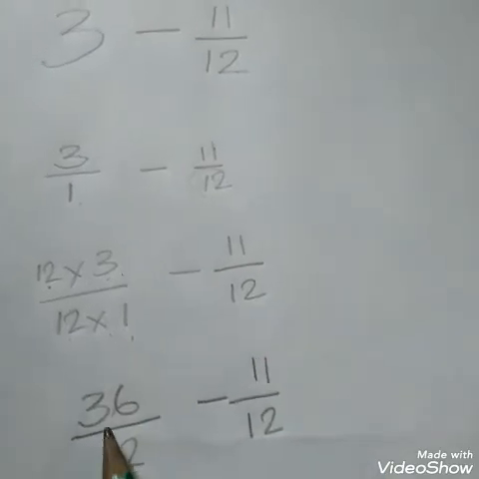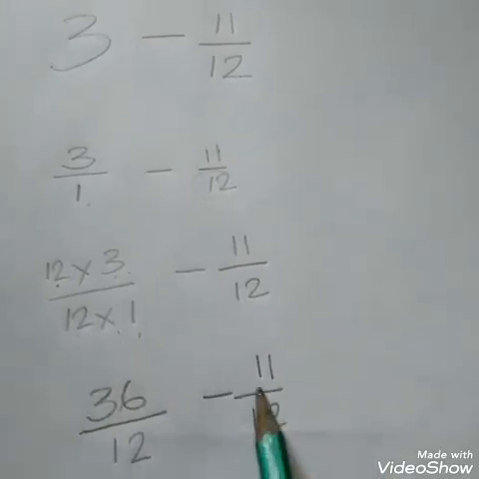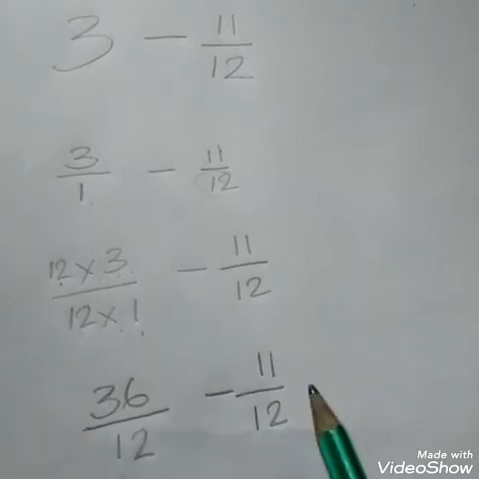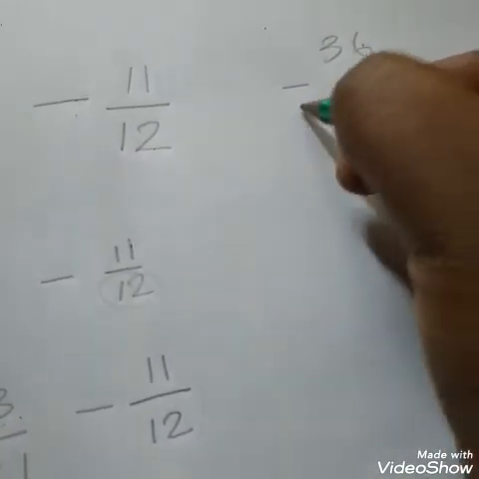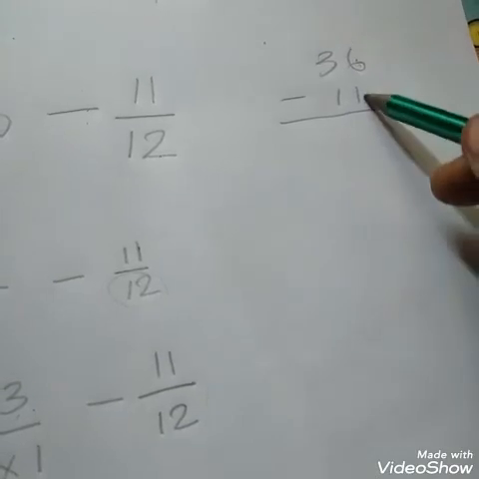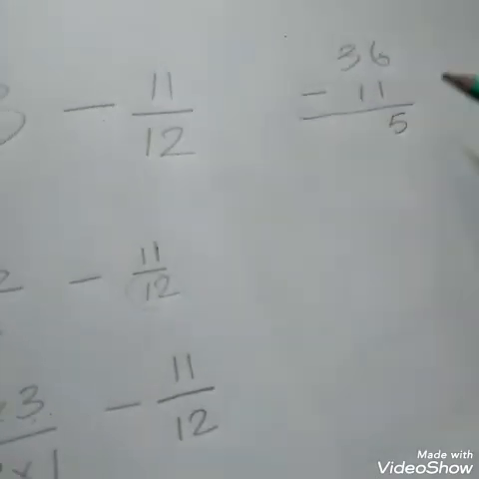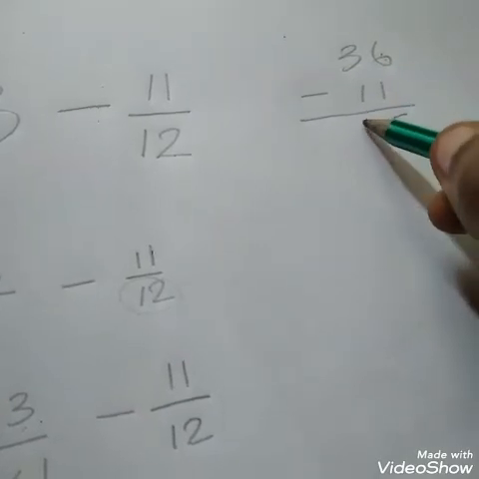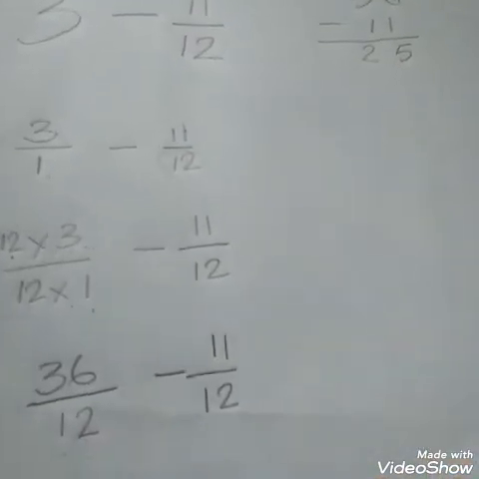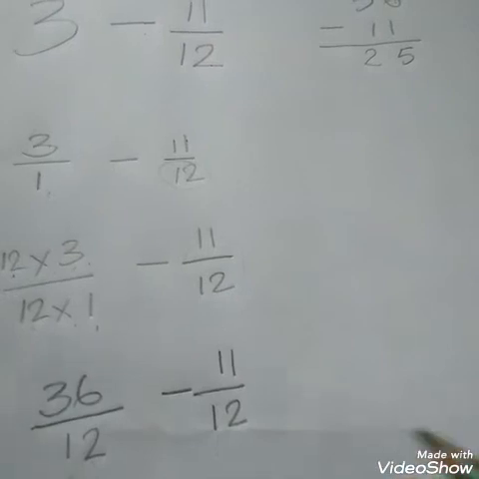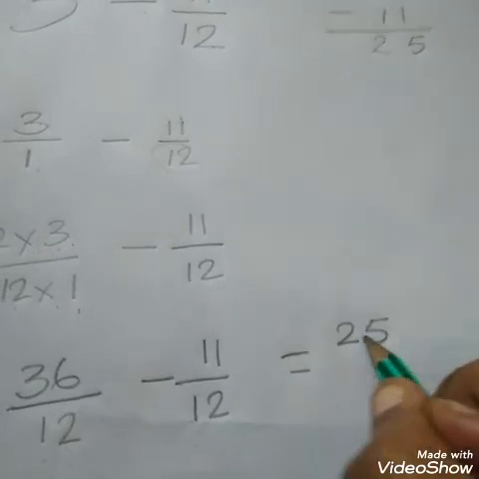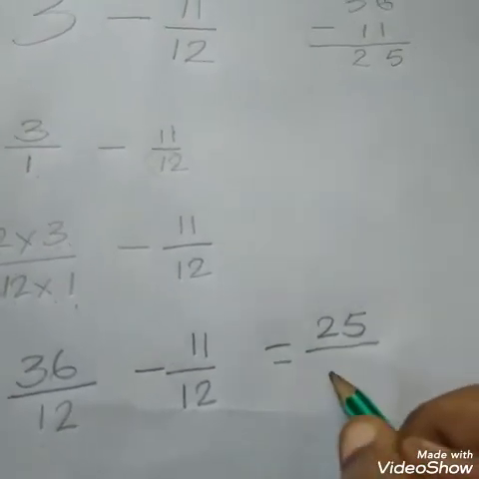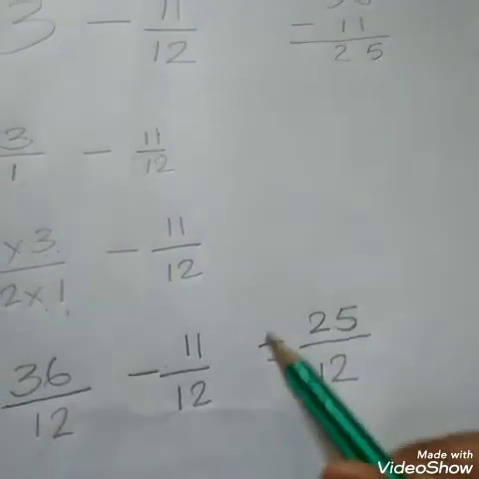Now we are good to go because we have the common denominator. So now we're going to say 36 things and we are going to take 11 from that 36. So here we have 36 minus 11. We have 6 things and we take 1 from it, we're going to end up with 5. And we have 3 things and we gave away 1, we're going to end up with 2. So 36 and we give away 11, we have 25 left. So 36 minus 11 equals 25. So we have 25 over 12. And that would be our answer.